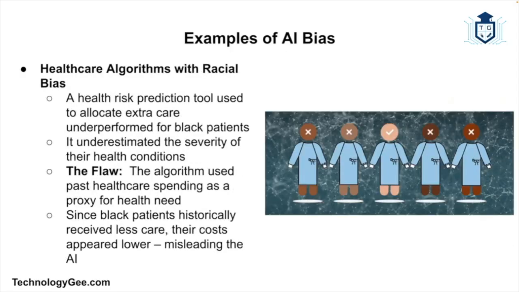And then there's healthcare algorithms that have racial bias. A widely used healthcare risk prediction algorithm underestimated the health needs of Black patients. As a result, fewer Black patients were identified for extra care, even though they were just as sick as white patients. The issue: the algorithm used healthcare costs as a proxy for healthcare needs, but historically, Black patients have received less care, so their costs were lower.